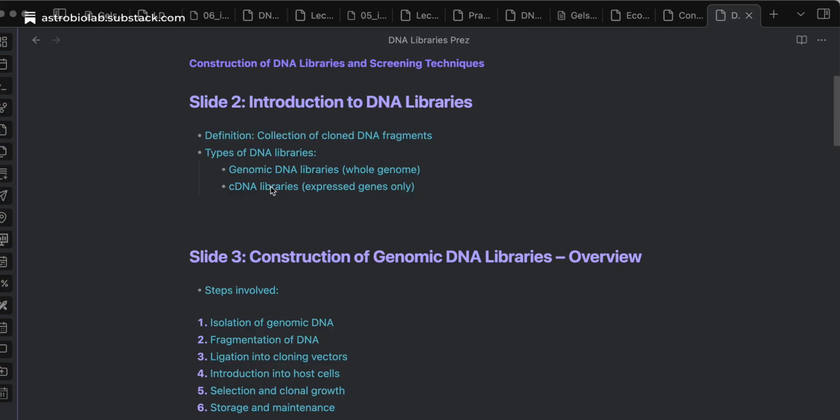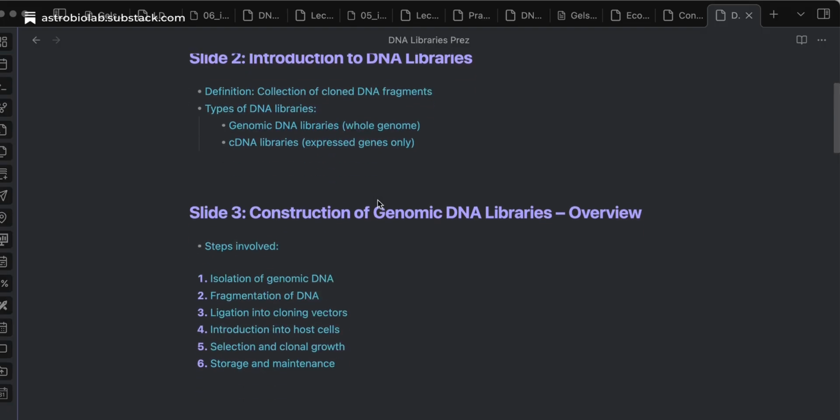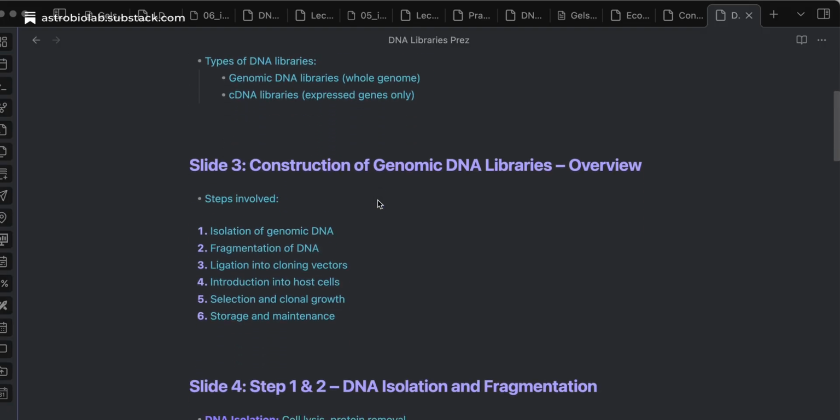There are two types of DNA libraries. There's genomic DNA libraries where the whole genome is represented. So this library means that if you have a genome of, let's say, Drosophila or E. coli, that whole genome is cut up into little bits and it's cloned into plasmids. Whereas a cDNA library is only expressed genes. So all the genes that are expressed are what is represented in the library, not all the untranslated stuff. So those two types of libraries are used in different ways.